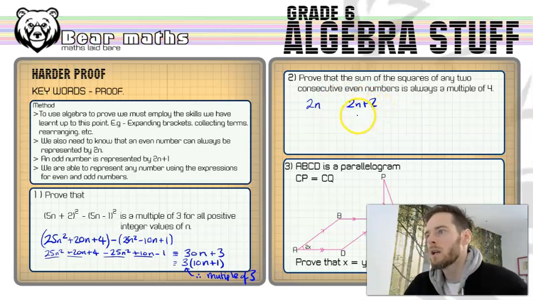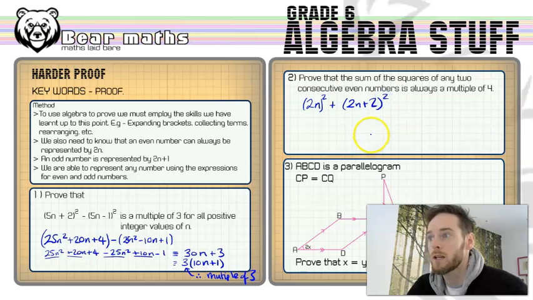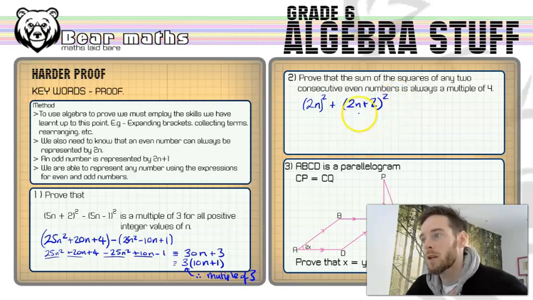So I'm going to prove that the sum of the squares of any 2 consecutive even numbers is always a multiple of 4. And the sum just means when you add things together. So I'm going to have to add these together, but I'm also going to have to square them because it's the sum of the squares. So I'm going to put that in some brackets. I'm going to square it. I'm going to put a plus, put that in some brackets, and square it. Now let's see what we get when we work it all out.